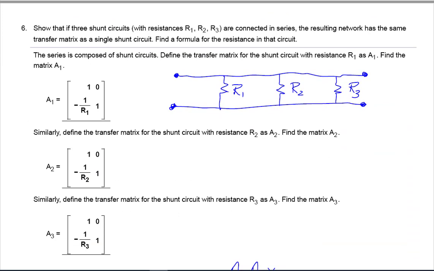All right, in question 6, the situation is the following. We have 3 resistors in parallel. Each one of these has a transfer matrix. And so we just take it from what I just talked about. For the first one, we have a minus 1 over R1. For this one, we have a minus 1 over R2. And for the last one, minus 1 over R3. So those are just simply our 3 single shunt transfer matrices.